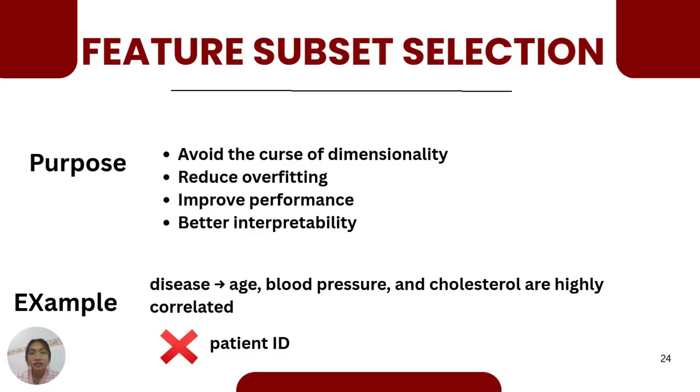And this is feature subset selection. For the purpose, it avoids the curse of dimensionality, since too many features can confuse the model and require a lot of data. For improved performance, it means faster training, less memorization, and simpler models. And lastly, better interpretability, which is easier to explain. In short, choosing the best features from what you already have. As you can see in this example, if we predict the disease, age, blood pressure, and cholesterol are highly correlated, but patient ID isn't, so we remove the patient ID.